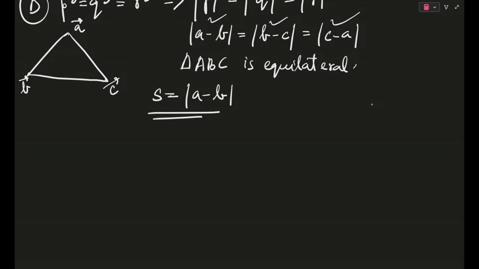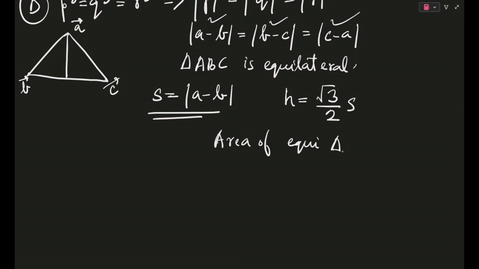Then the length of the altitude, I hope all of you know this, will be equal to root 3 by 2 times the side. And the area of the equilateral triangle, this also you should know. This is very basic stuff taught in your class 8th and 9th geometry.